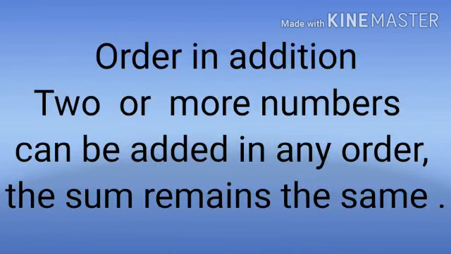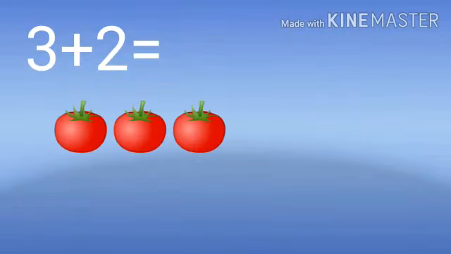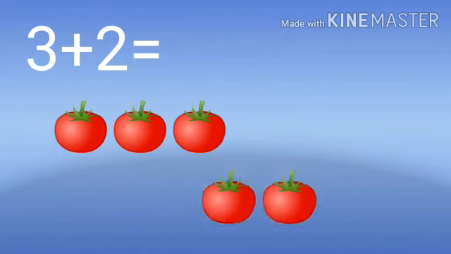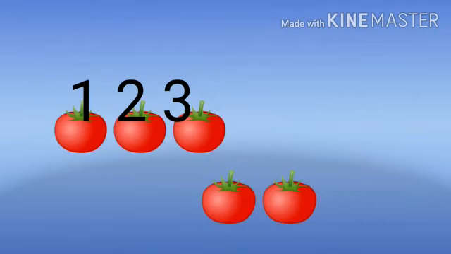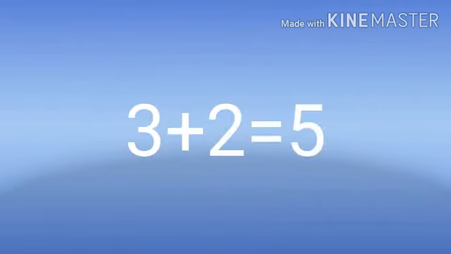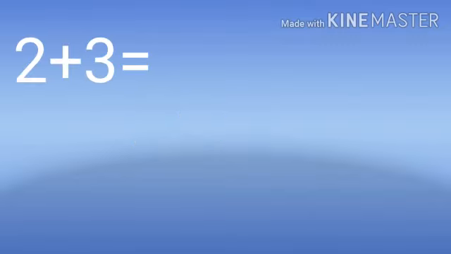Next, order in addition. Two or more numbers can be added in any order. The sum remains the same. For example, 3 plus 2 is equal to. We have 3 tomatoes. We add 2 more tomatoes. How many tomatoes are here? Let us count. 1, 2, 3, 4, 5. So the answer is 5. 3 plus 2 is equal to 5.